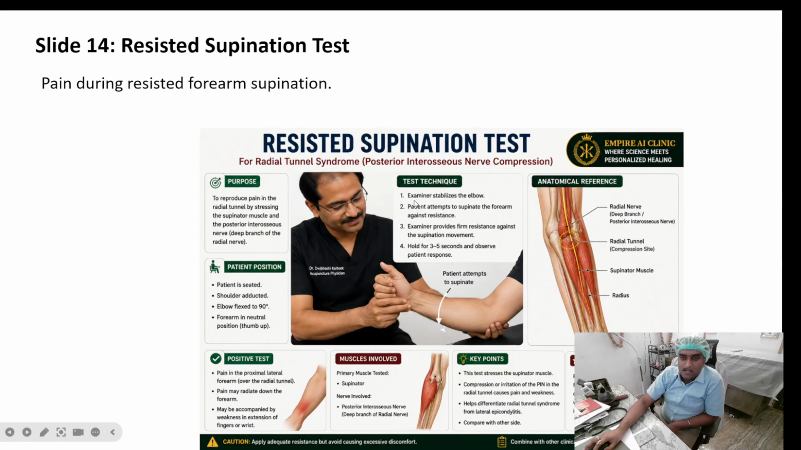Test technique: the examiner stabilizes the elbow, and the patient attempts to supinate the forearm against resistance. The examiner provides firm resistance against the supination movement. Hold for 3 to 5 seconds and observe the patient's response. Muscles involved include the primary muscle, supinator; nerve involved, posterior interosseous nerve, the deep branch of the radial nerve.